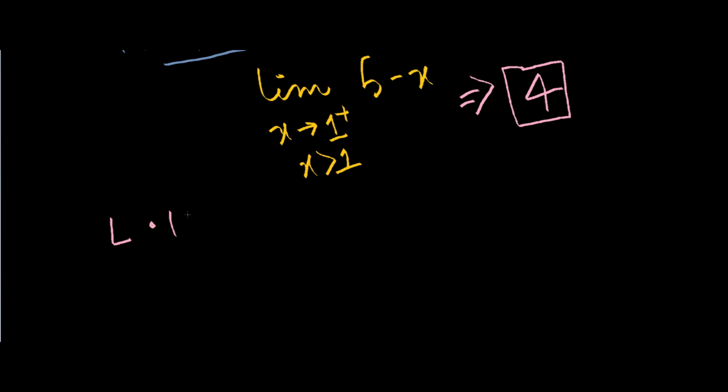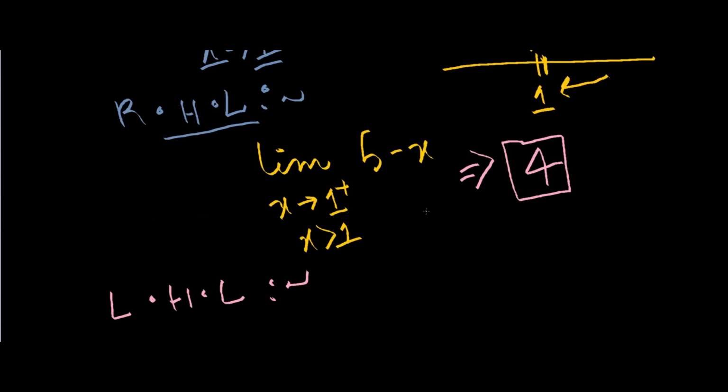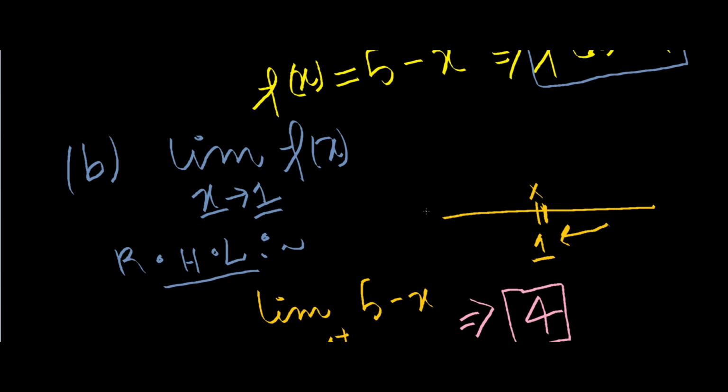Now let's find the left hand limit. Let's again come to the number line. Left hand limit means when x approaches 1 from the left hand side, from this side. When x is approaching 1 or any other constant from the left side, this is the left hand limit. In this case, as you can see, the variable x is less than 1 because it is on the left side.